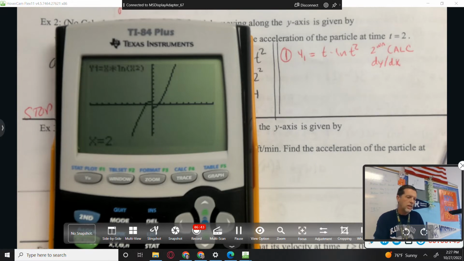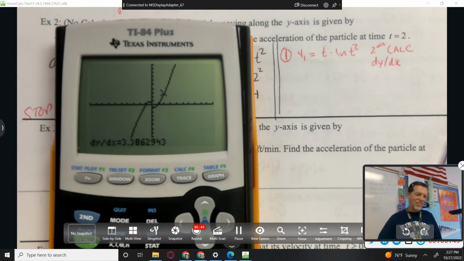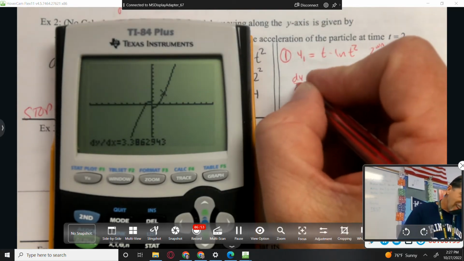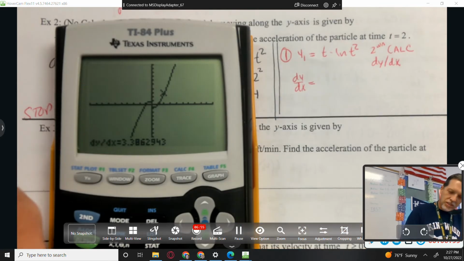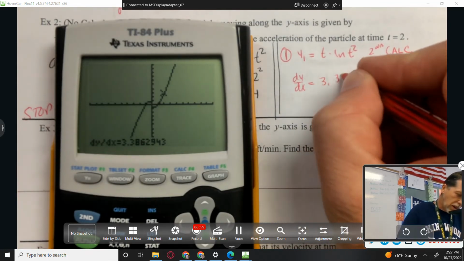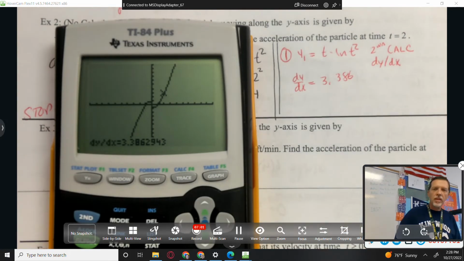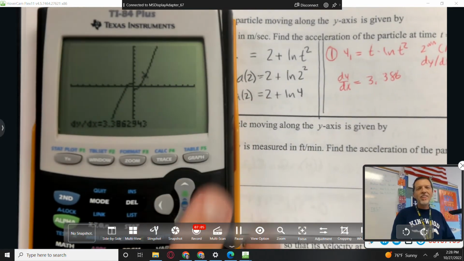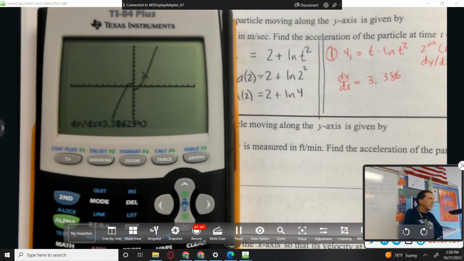What? That's been an option this entire time? Yeah. I know. That's been an option this entire time for you to use the calculator. Miss Murray always made us scroll. And dy dx equals 3.386. Oh no, man, what just happened? The calculator found a numerical derivative, found the slope at that point for us.